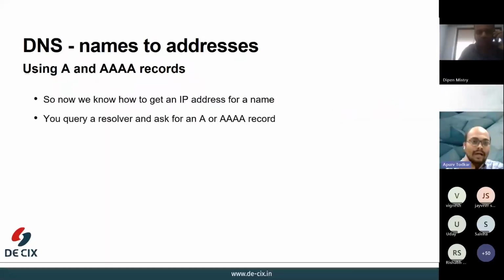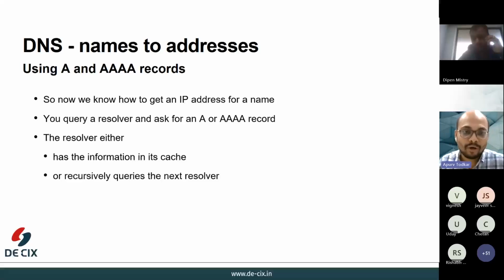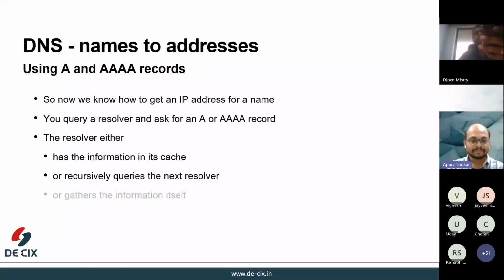So now we know how to translate a name to a number. You just query a resolver and ask for an A record, or a AAAA record if that's an IPv6 record. And this works either by the resolver already having the information in its cache, or it recursively queries for the answer from other name resolvers.